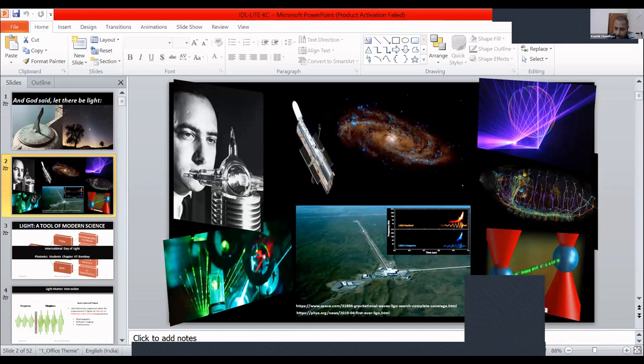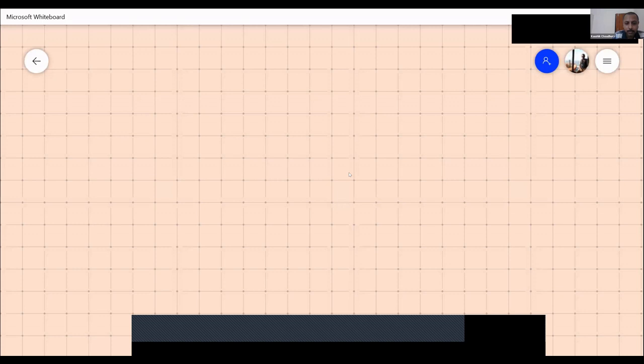Can you see the whiteboard? Hello? Yes, you can see the whiteboard. No, sir. Okay, just a minute. I will share this. So now you can see the whiteboard, right? Yeah, it is visible.